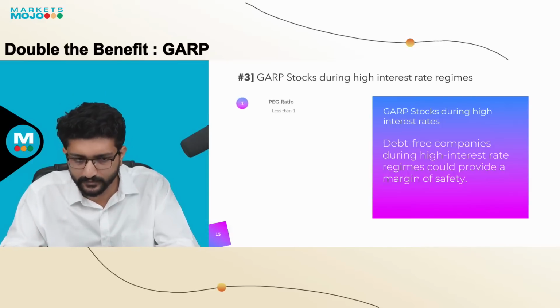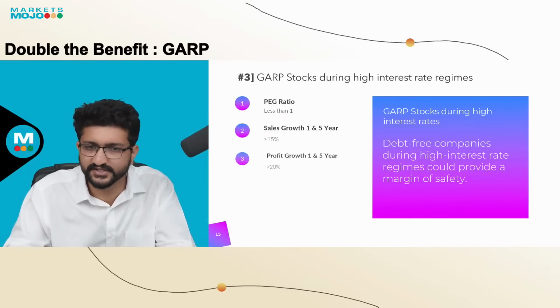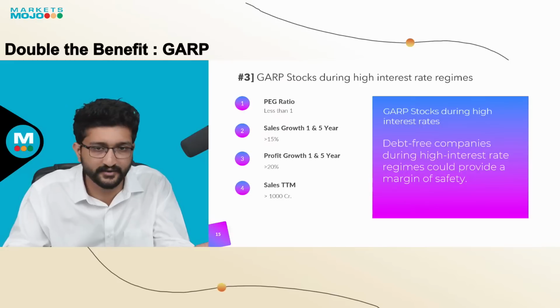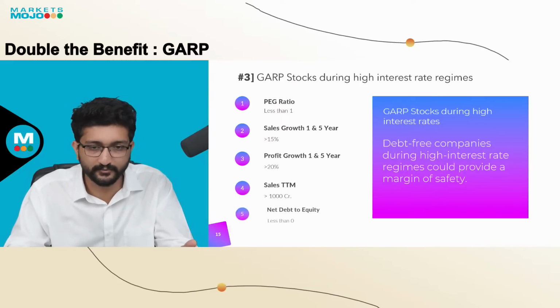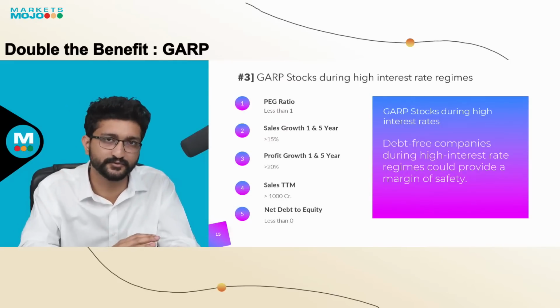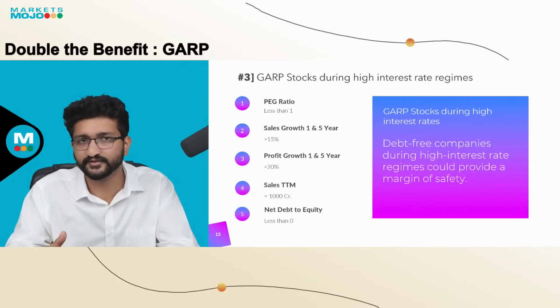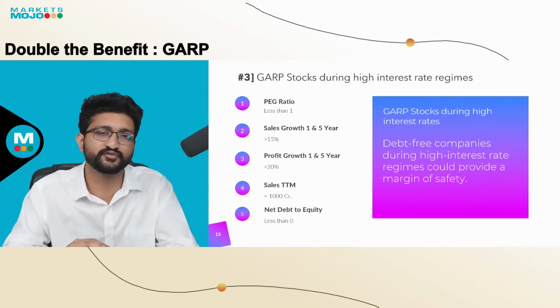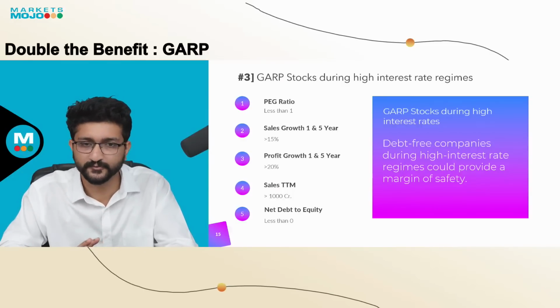PEG ratio less than 1, sales growth, profit growth. I think you all must have highlighted these 4 filters by now. But again, net debt to equity less than 0. We're looking at debt free companies. This gives us some margin of safety during high interest rate regimes.